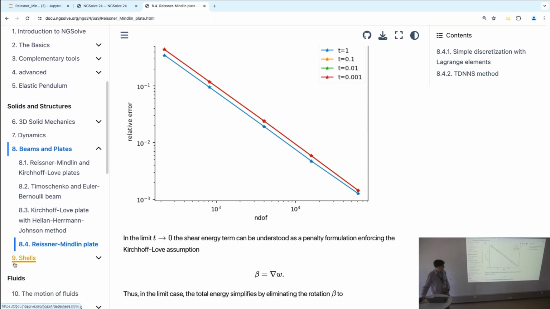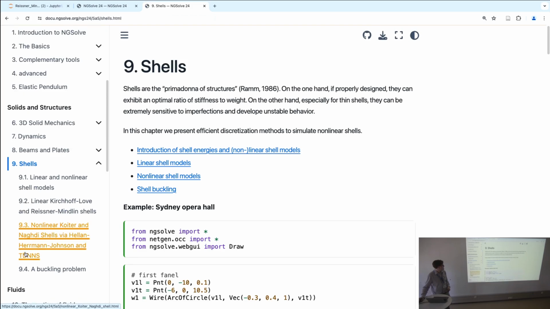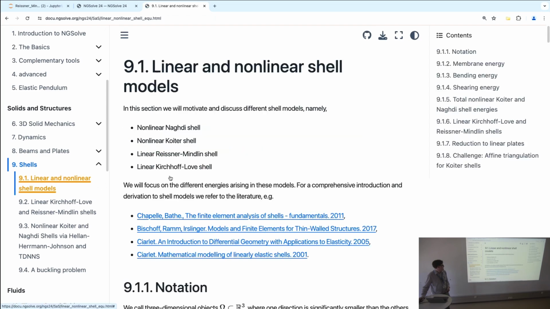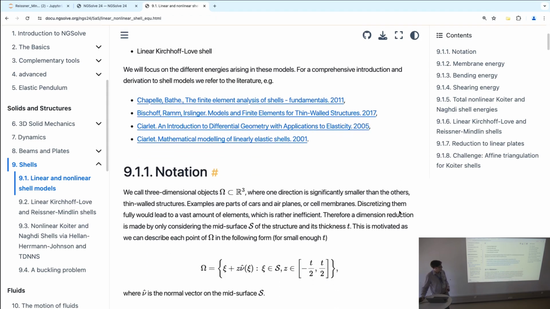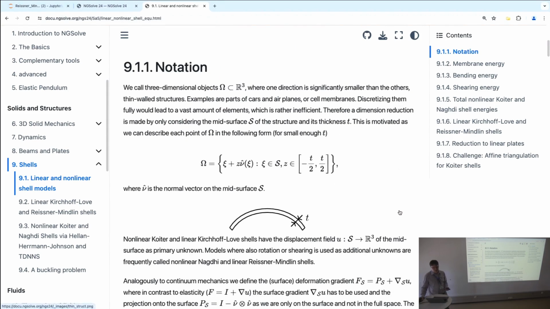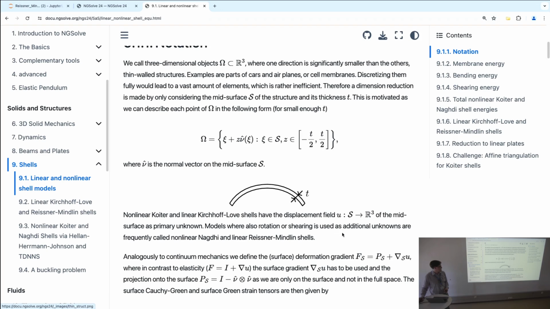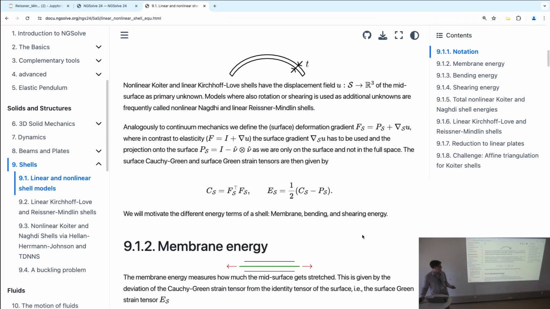Okay, and to shells. So I won't derive the shell equations now, but I want to motivate a little bit the energy. So you already saw I talked about membrane energy, bending energy, shearing energy. And these are in fact the three terms of energies we would like to have to discretize shells. And the notation is more or less the same as in elasticity, just most things are now on the surface.